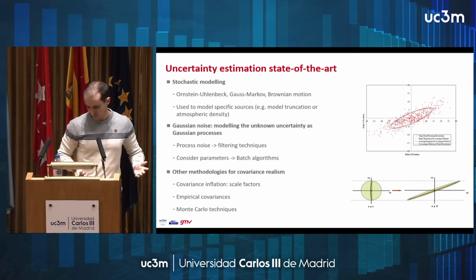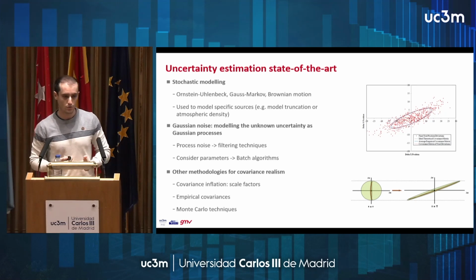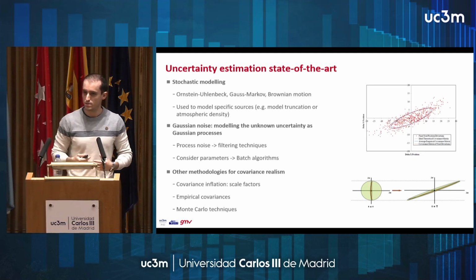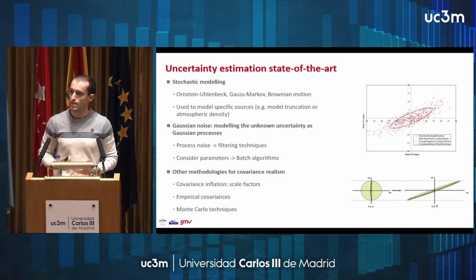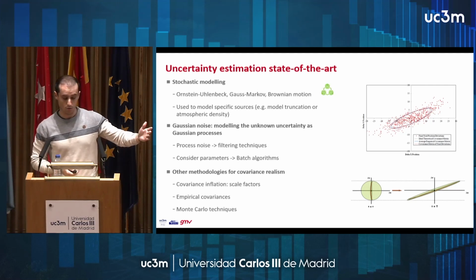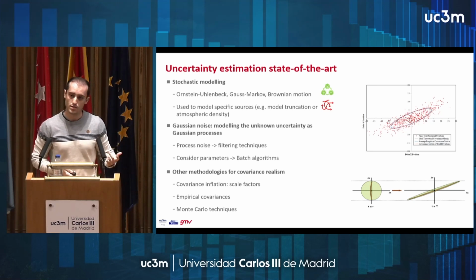As a very brief summary of the state of the art, what the community is typically trying to do here to model the uncertainty, sometimes they go for stochastic modeling. These are really complex models to represent the aleatory behavior of, for instance, the atmosphere. However, these methods, though being really precise and really good, have the disadvantage of being really complex to apply for operational purposes and are sometimes really, really time consuming. For instance, you have to integrate stochastic dynamics, stochastic differential equations, and that's really time consuming for operational purposes.